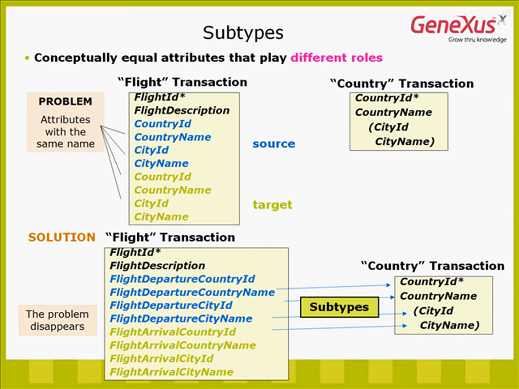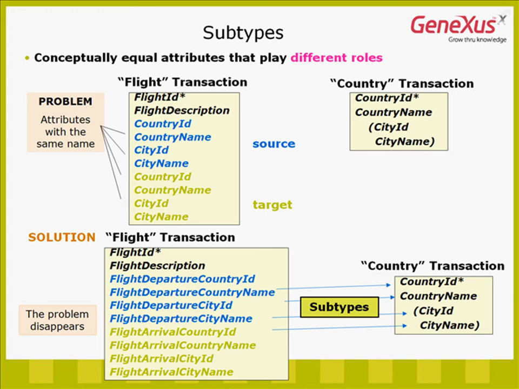Let's take a look at this case. Over here we have our country transaction that we just implemented, with country ID, country name, and the second level corresponding to cities. And now we also have the flight transaction, with its identifier and its flight description. And we will need to set an origin country and city and a destination country and city for this flight. But here we run into a problem. We have attributes with the same names, and that is not possible. So what's our solution to this?